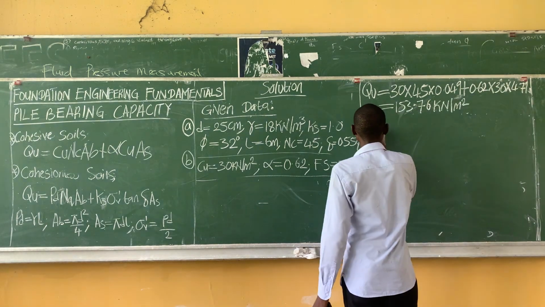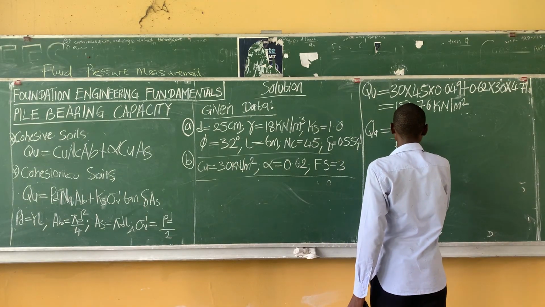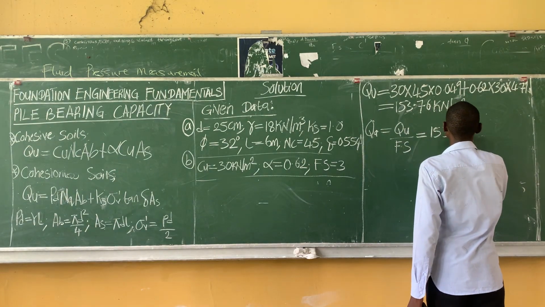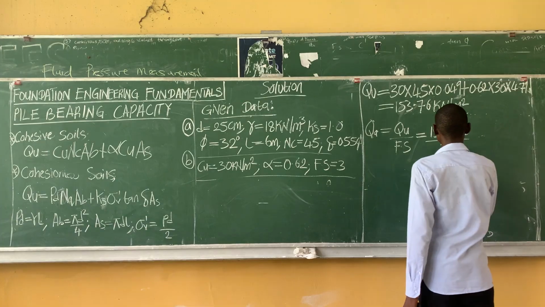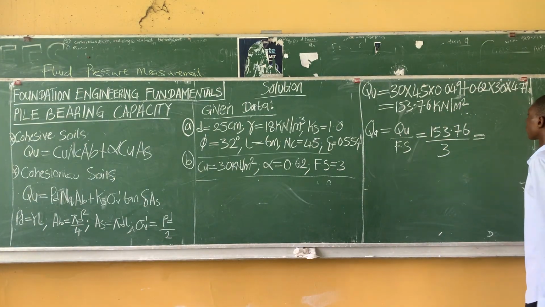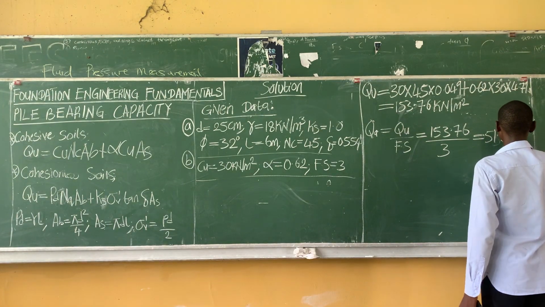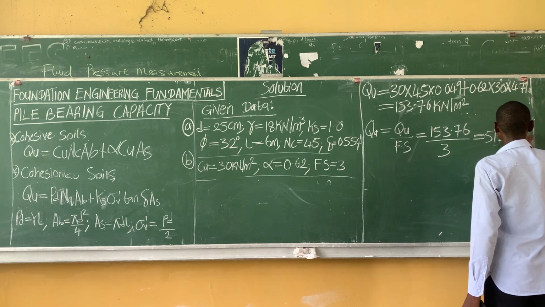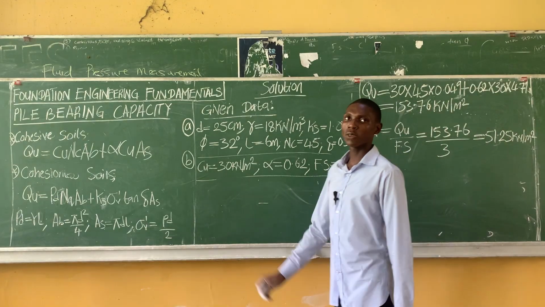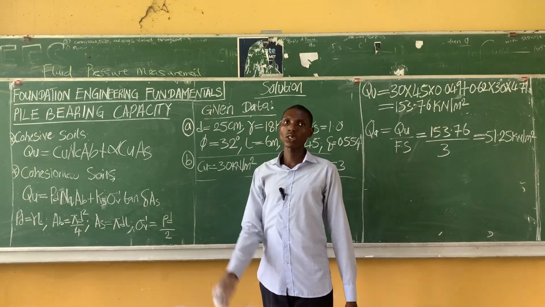Hence, our allowable load is equal to QU all over factor of safety, and this is equal to 153.76 all over 3, which is our factor of safety. That will give us 51.25 kilonewton per meter. So this is how to find the ultimate bearing capacity for a driven pile, whether for a cohesive soil or for a cohesionless soil.